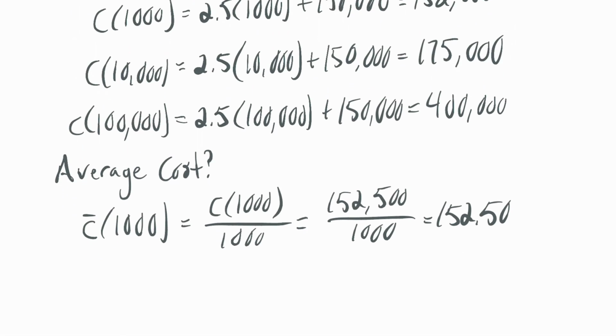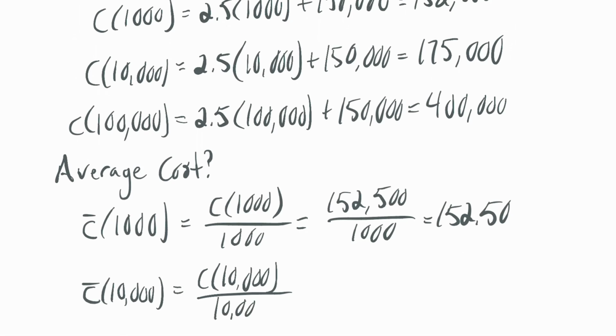If I make 10,000, what would the average be? Well, C bar of 10,000, that's going to be C of 10,000 divided by 10,000. That's going to be 175,000 over 10,000, which is 17.50. Pretty sure that's right. Yeah, 17.50.